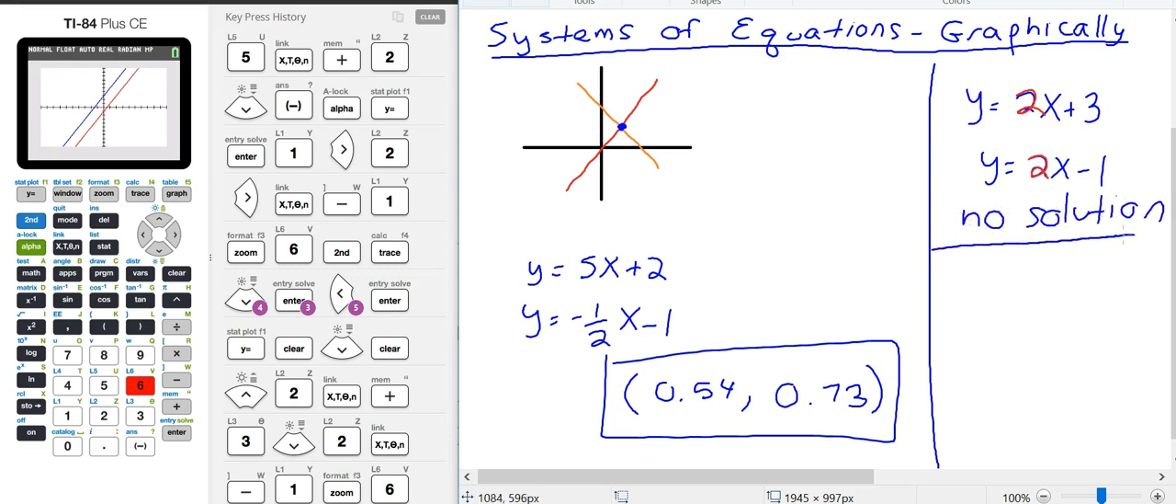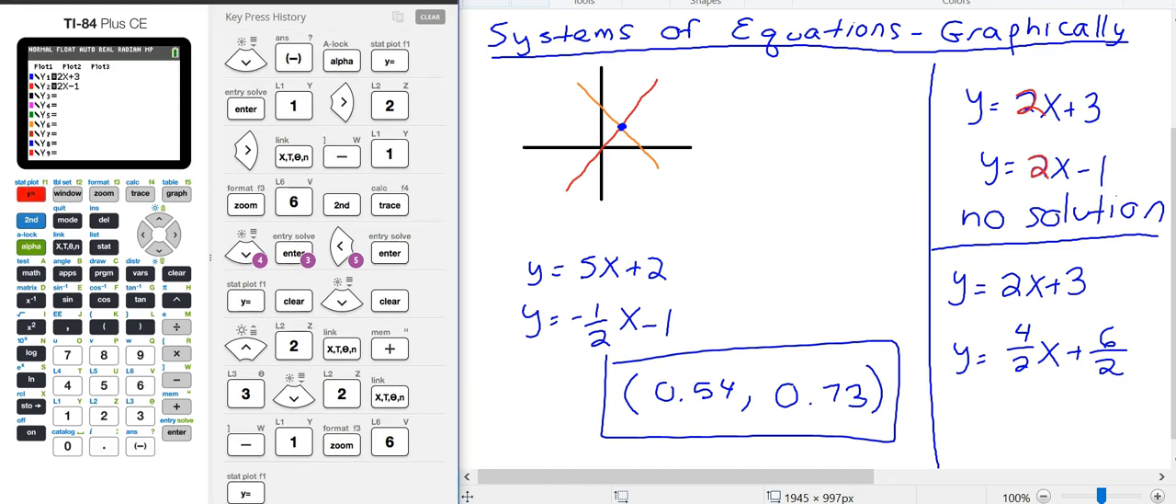And another important thing to note is, let's say you have two of the same line. Let's say you have y is equal to 2x plus 3, and let's say you have y is equal to 4 over 2x plus 6 over 2. Now, either you could reduce this and you'll see that they're the same line, or if you would graph them, you'd only see one line.